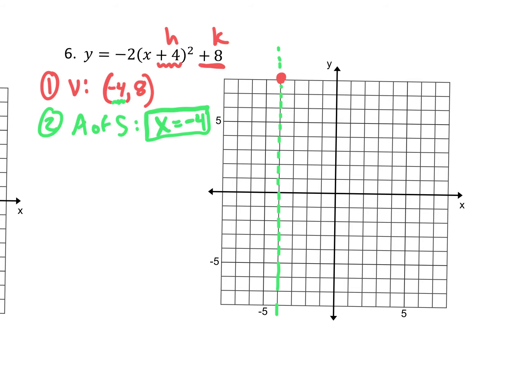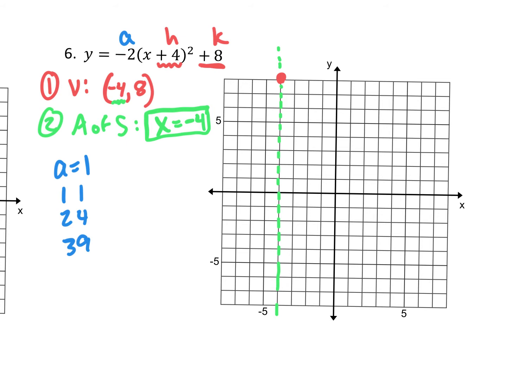From there, we need more points, and we need to map them over to the other side of this green dotted line, the axis of symmetry. So again, when we have an a value of 1, we could use a pattern 1, 1, 2, 4, 3, 9. But as you can see, this a value is -2. So the negative just means that it's going to be going down instead of up.